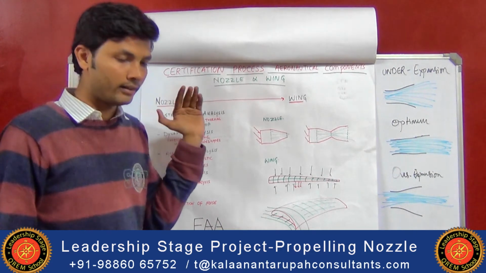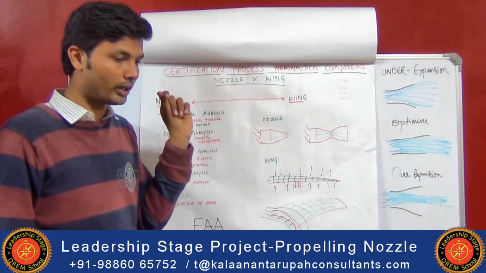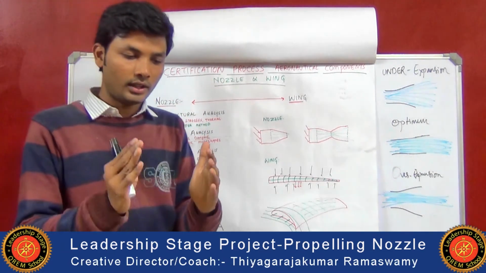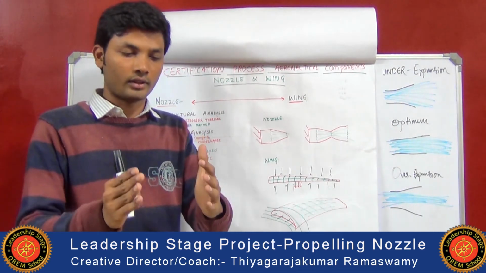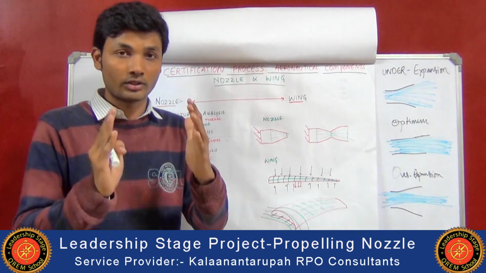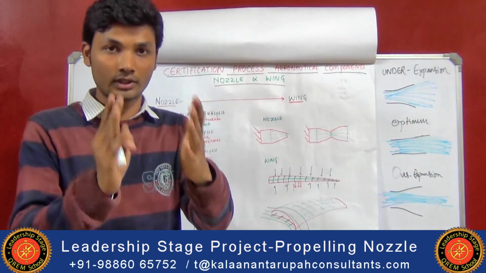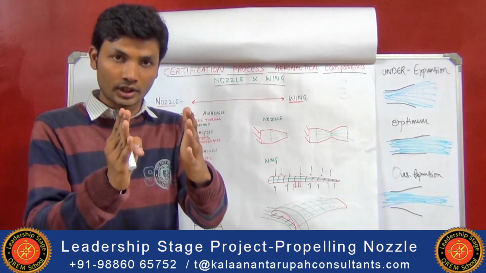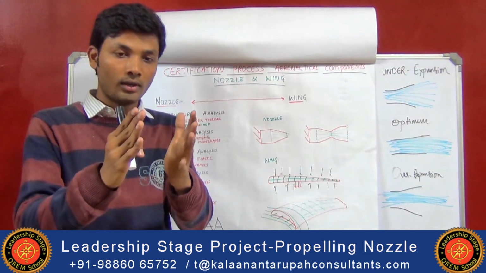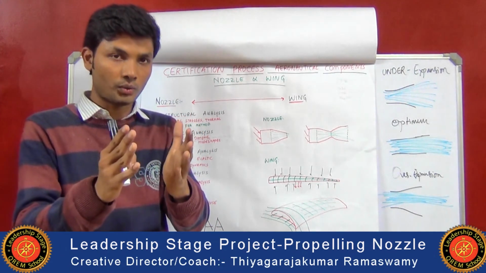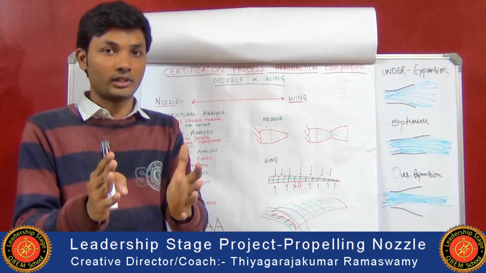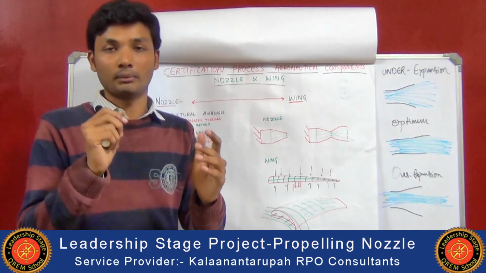Load and stresses are very important things in the nozzle, because the nozzle is made to decide the direction of the exhaust gases. That will decide the thrust, the direction of the thrust. If the direction of the thrust changes, the whole thrust the plane is getting will change, which will lead to an imbalance in the plane.